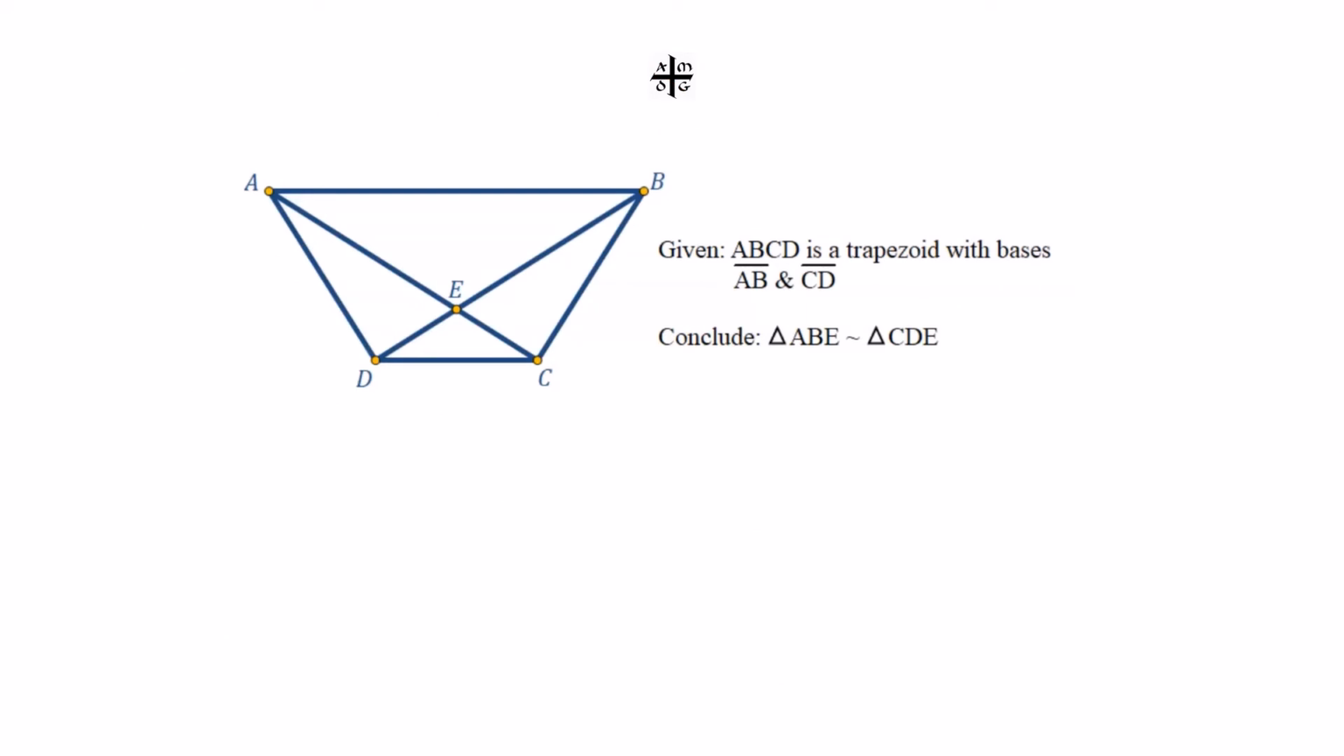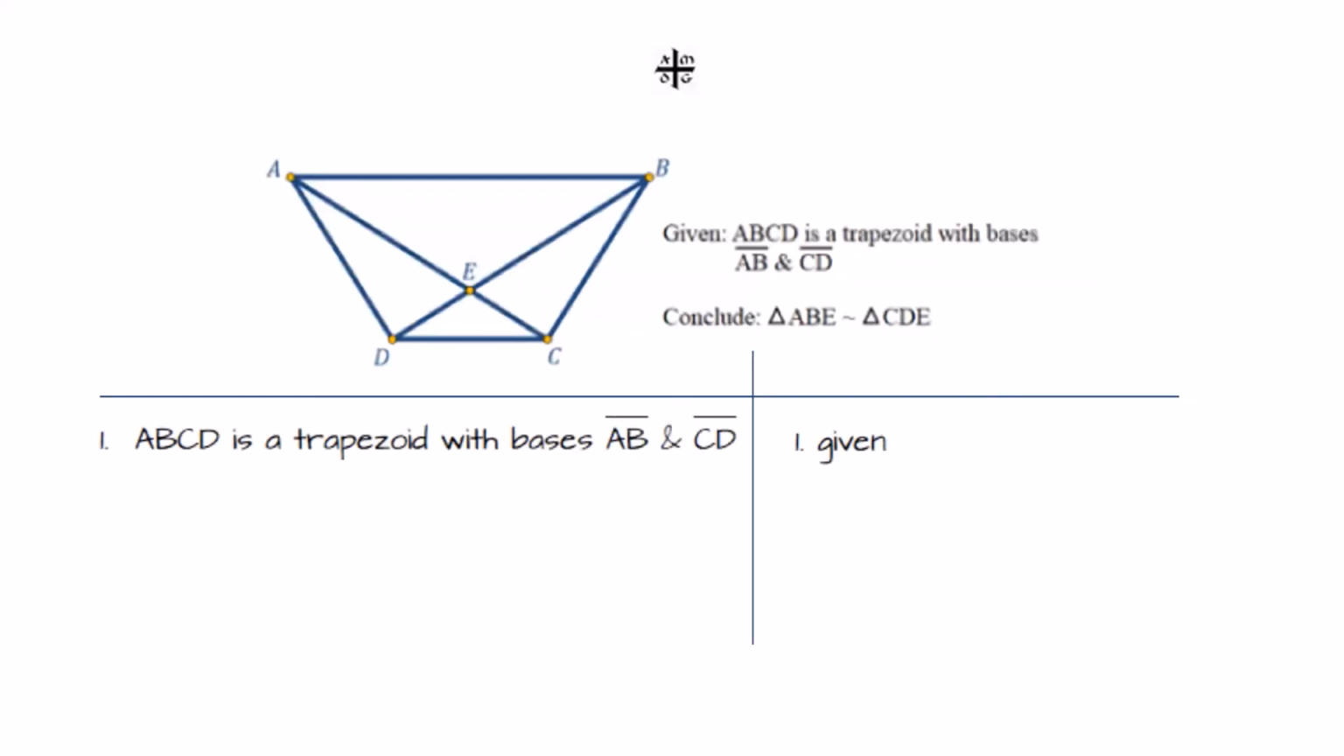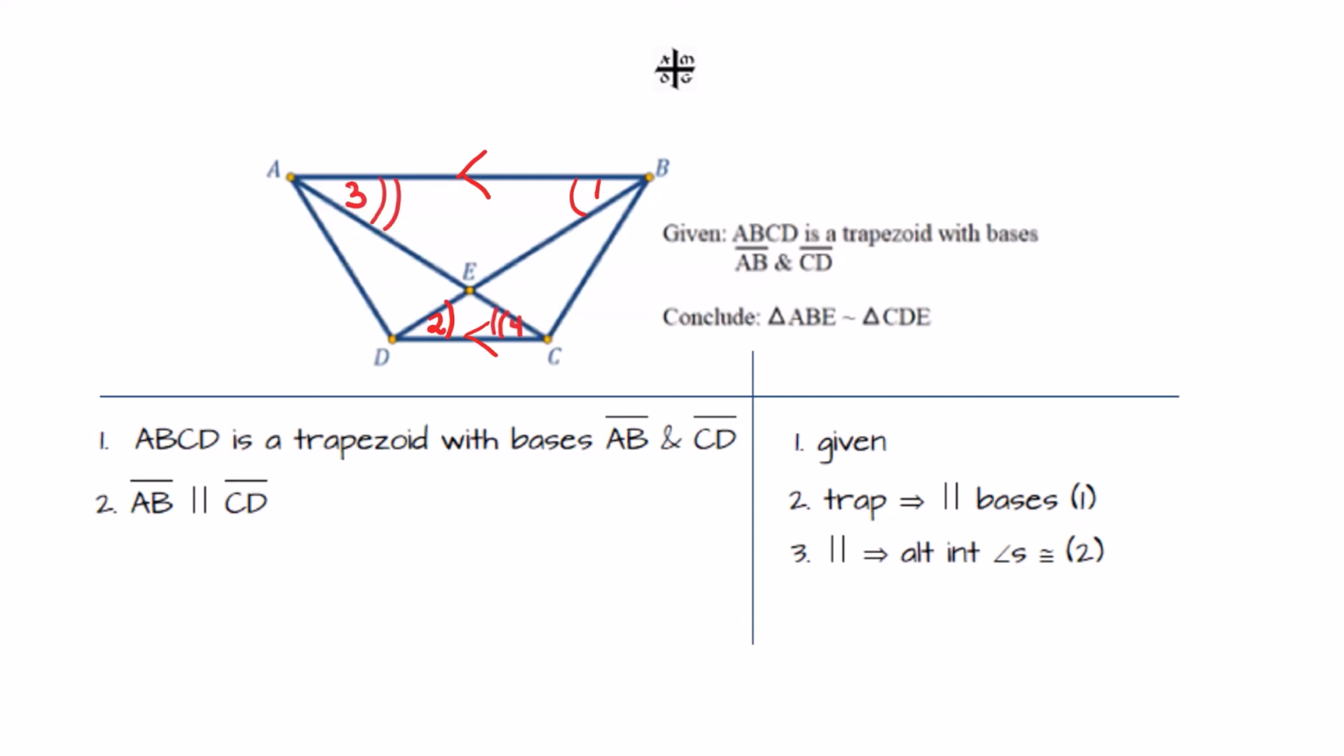In this proof problem, we are given trapezoid ABCD with bases AB and CD. We need to conclude that triangle ABE is similar to triangle CDE. Trapezoid ABCD is given. If a quadrilateral is a trapezoid, then the bases are parallel, so AB is parallel to CD. If lines are parallel, then alternate interior angles are congruent. Thus, angle 1 is congruent to angle 2, and angle 3 is congruent to angle 4. And lastly, if two pair of corresponding angles in two triangles are congruent, then the triangles are similar by angle similarity.